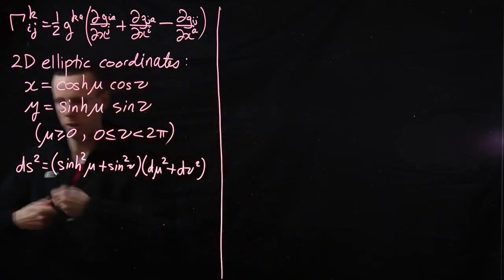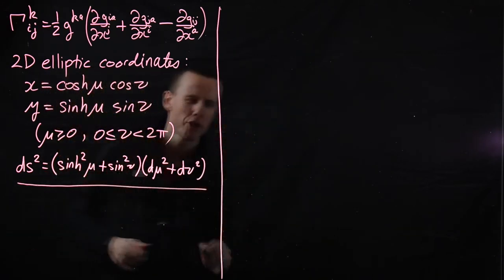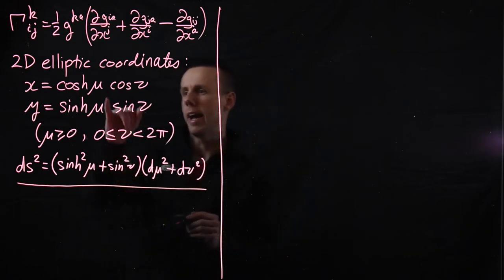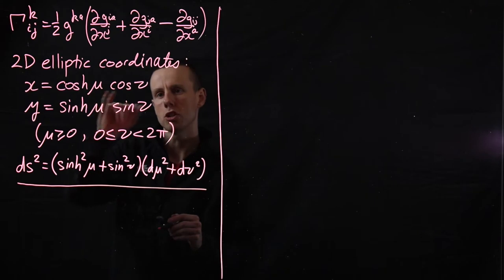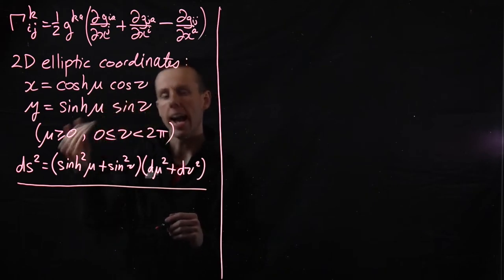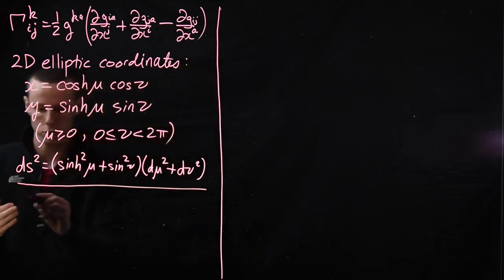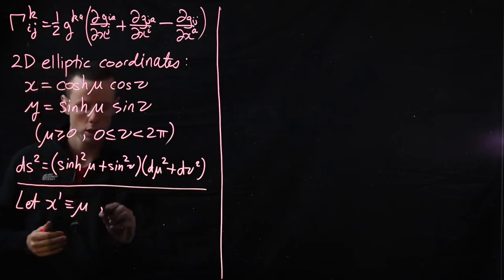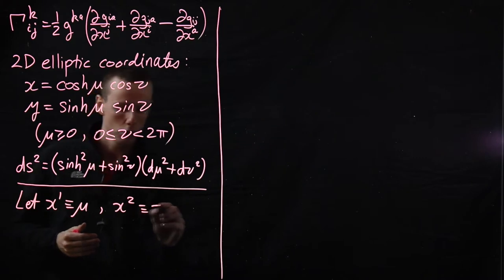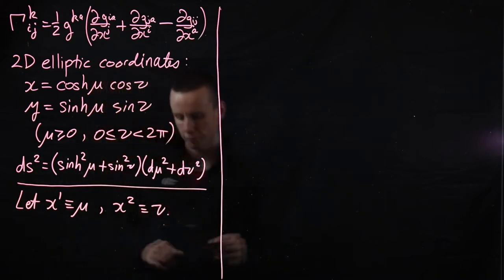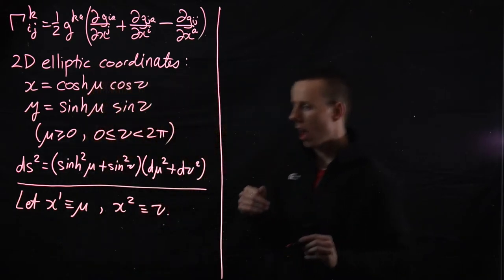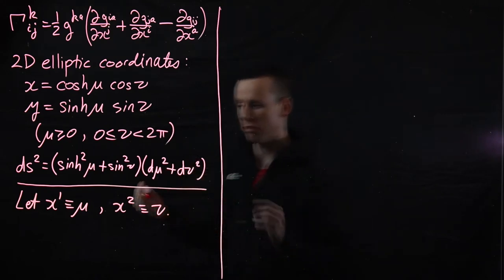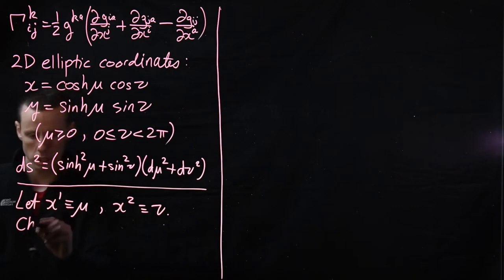Just for the sake of clarity of notation, let me call these coordinates mu and nu x1 and x2. So let x1 just be the same as mu, and x2 just be the same as nu. And so, what Christoffel symbols do we have? How many are there in principle to be found?